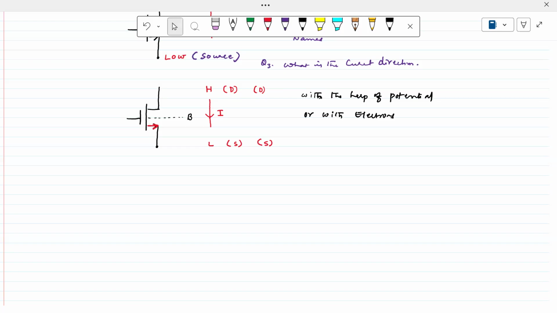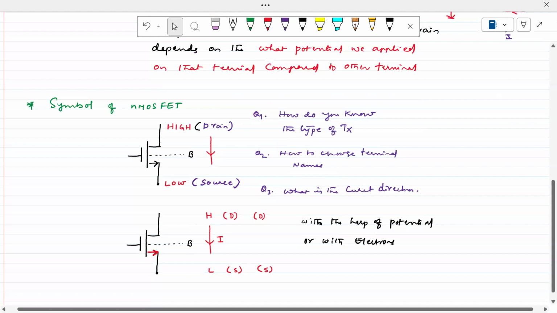This is how we have to say whether it is an NMOS transistor or PMOS transistor. By the arrow mark we can say it's an NMOS or PMOS. By the direction of the current, we can say which one is the source or drain, or by the electron direction also we can say. Hopefully you caught this point, right?